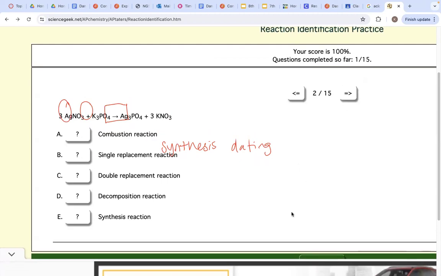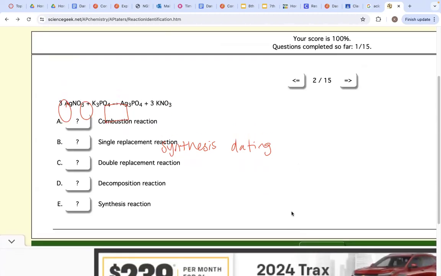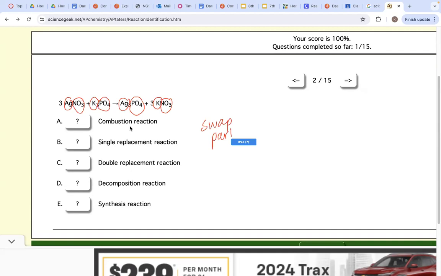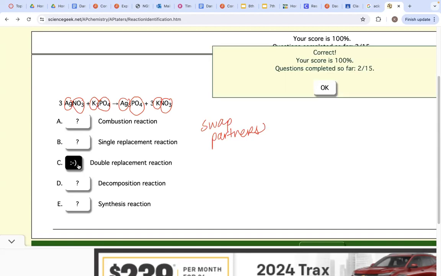Okay, this is a good one. We have a lot going on here. We have Ag plus NO3, but all of a sudden now NO3 and Ag are not together on the other side. We have potassium and phosphate, or PO4, but again, they're not together on the other side. They swapped partners. And swapping partners is an example of double replacement.